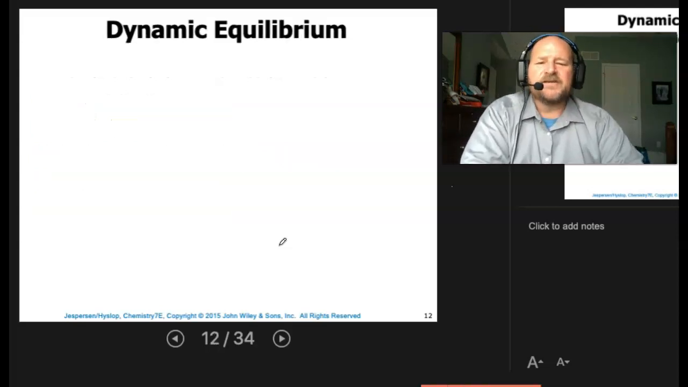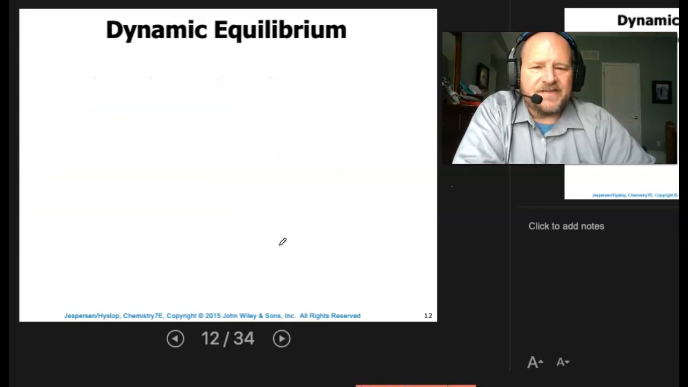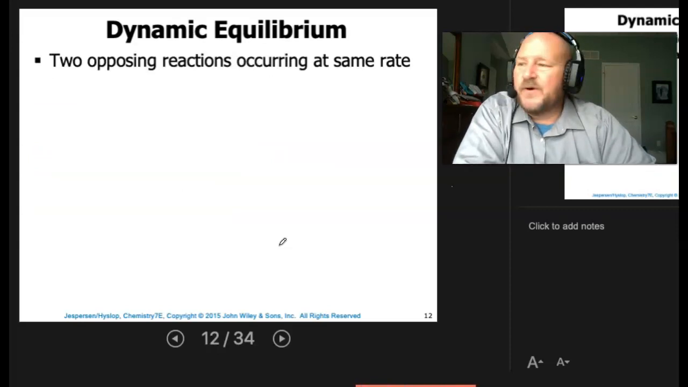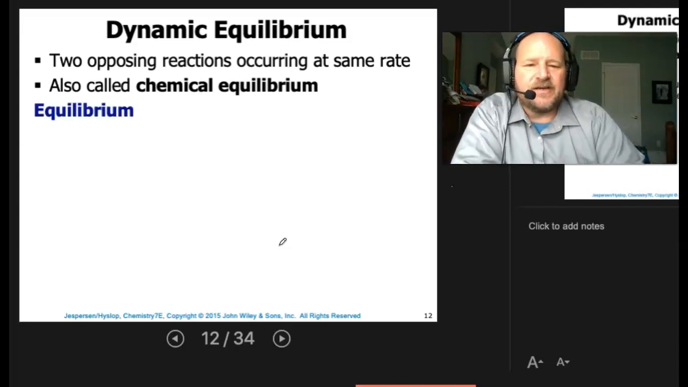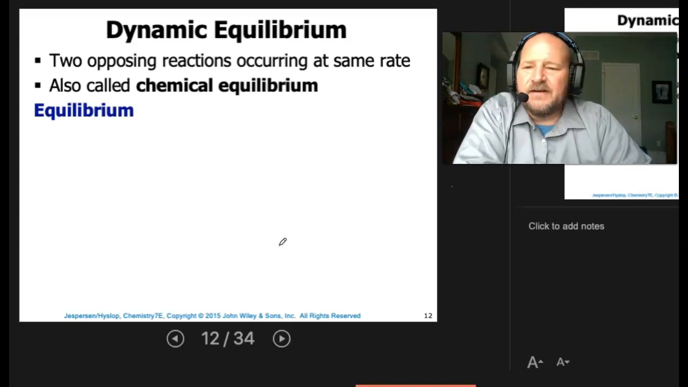All right, so this equilibrium that I was talking about, you have a dynamic equilibrium, which means we have 2 opposing reactions occurring at the same time. We refer to that as a chemical equilibrium. Now, we're not going to get into a whole lot of depth with chemical equilibrium because, as I said, this starts to get into kinetics, and kinetics is something you look at in the 2nd semester of general chem.